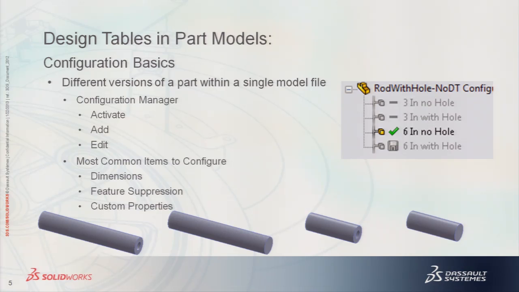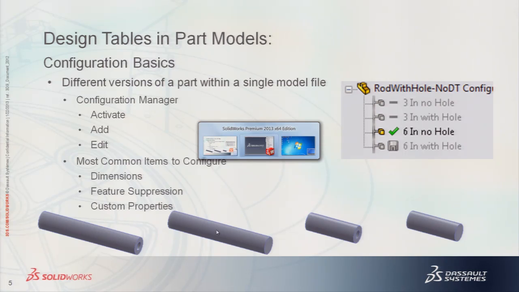For the dimensions here across the bottom, this one's 6 inches long, this one's 3 inches long. So you've got 2 configs that are 3 and 2 that are 6. Two of them have holes and 2 of them don't have holes. That's your feature suppression. And then the other thing you look at is that all 4 of those might have something like a different part number, and that's where you would go in and give them a different custom property.